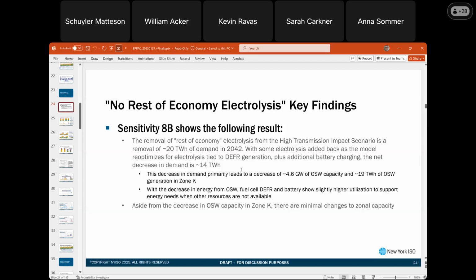And this decrease in demand primarily leads to a decrease of 4.6 gigawatts of offshore wind capacity, and then an associated 19 terawatt hours of offshore wind generation. And that's specifically in zone K. And with the decrease in energy from offshore wind, both fuel cell, defer, and battery show slightly higher utilization to support energy needs when other resources are not available. So aside from this decrease in offshore wind capacity in zone K, there are minimal changes to the zonal capacity here.